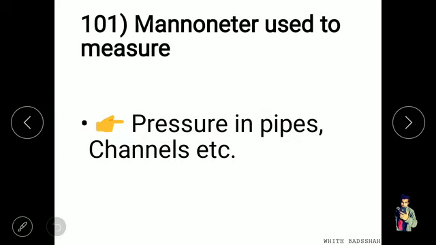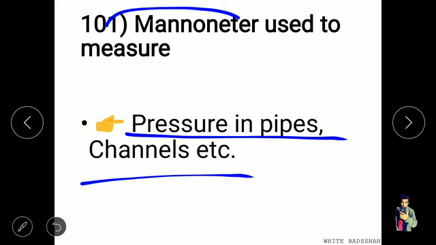The manometer is used to measure pressure in pipes and channels, etc.